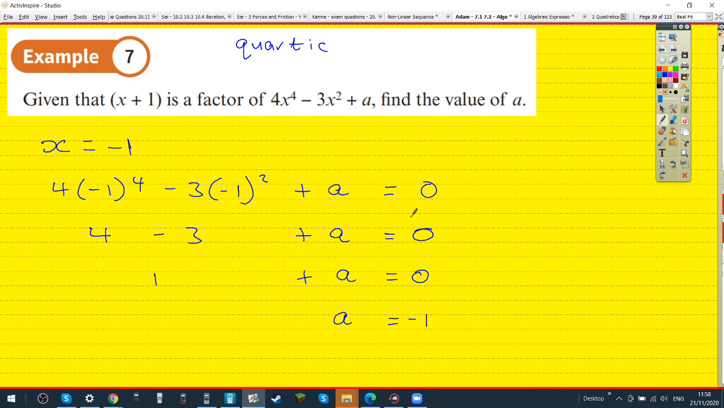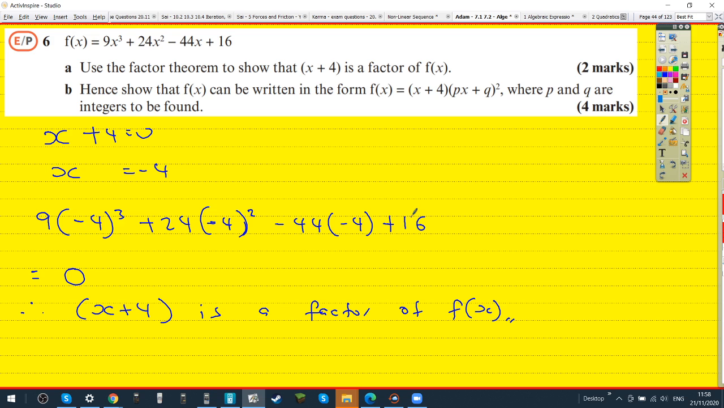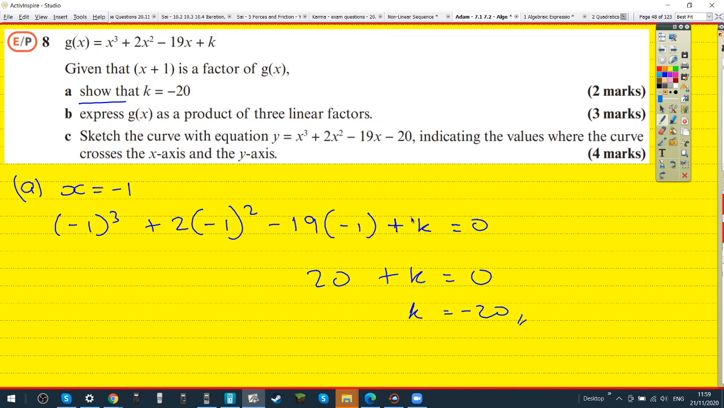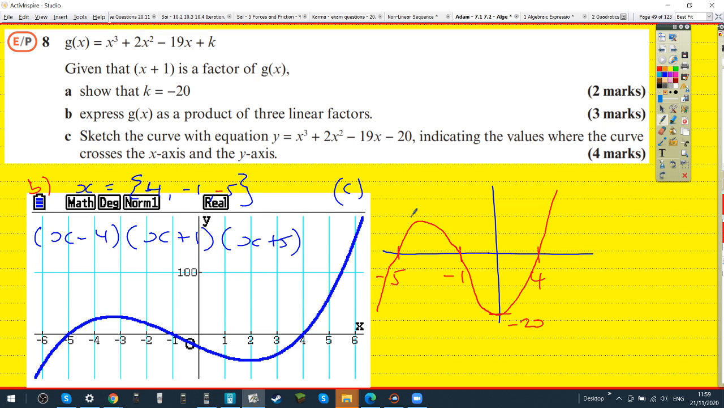This one, if it's a factor, then when you sub it in, it's equal to 0, and then use that to solve. Okay. This one, show it's a factor. Yeah, that's good. Sub it in, solve using the fact that it's a factor.